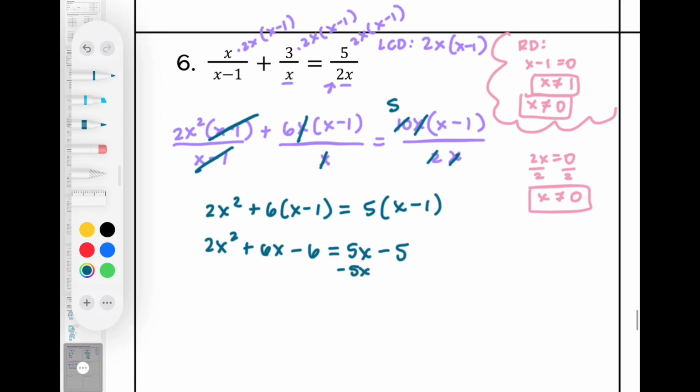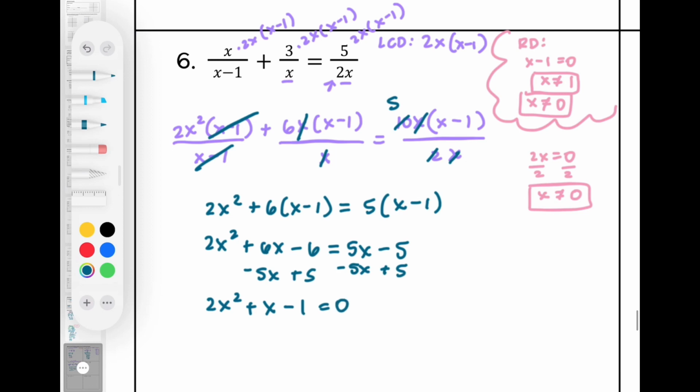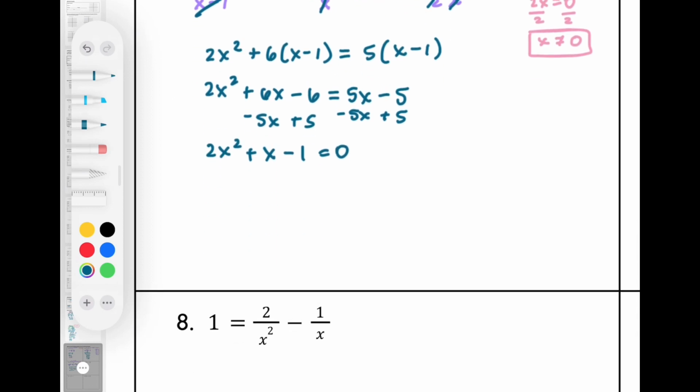So I'm going to subtract 5x, add 5. So we'd have 2x squared plus x minus 1 equals 0. All right, and then we factor. So figure out what multiplies to negative 2 and adds to positive 1. So that would be 2 and negative 1. So I'm going to skip the grouping part because I've gone through that multiple times. So if you need help with factoring, let me know. But we're going to have 2x minus 1, x plus 1 equals 0.